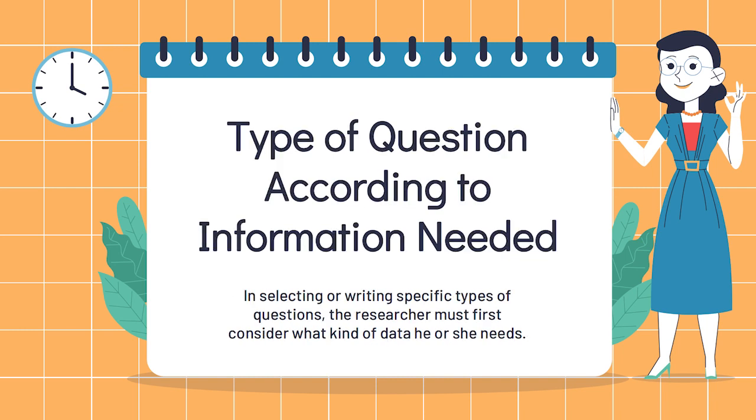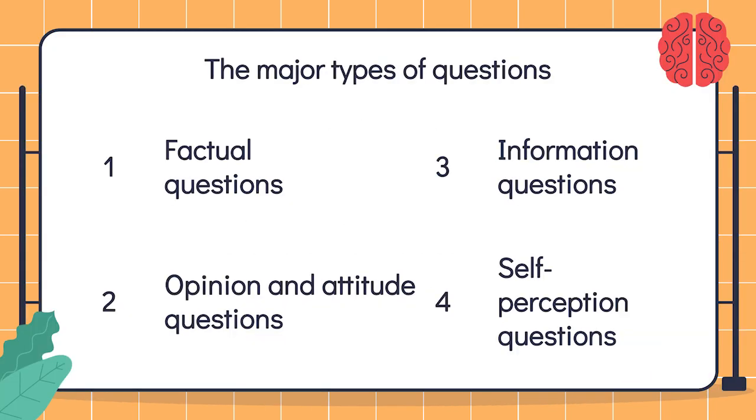Type of question according to information needed. In selecting or writing specific types of questions, the researcher must first consider what kind of data he or she needs. The major types of questions, according to the kind of information needed, include the following. 1. Factual questions, questions used to ascertain such things as the respondent's age, gender, and so on. They are probably the most straightforward type of questionnaire item.